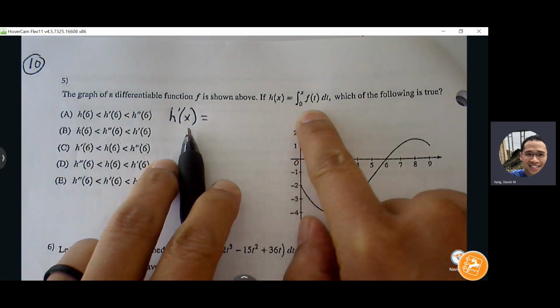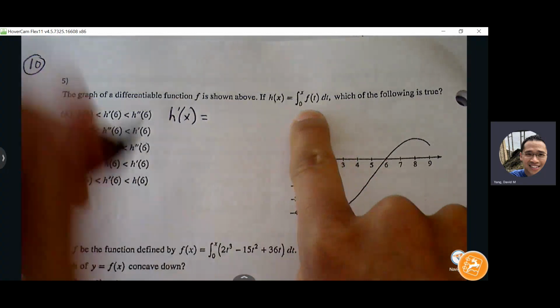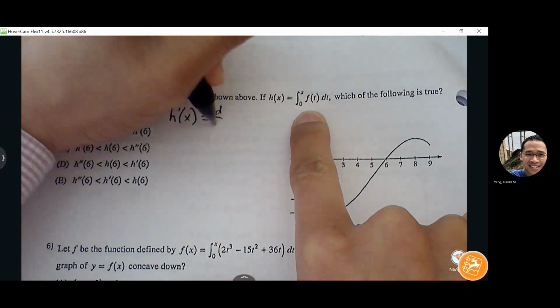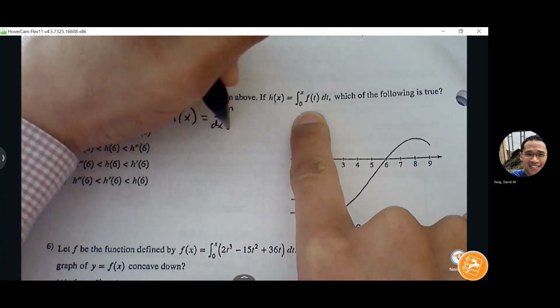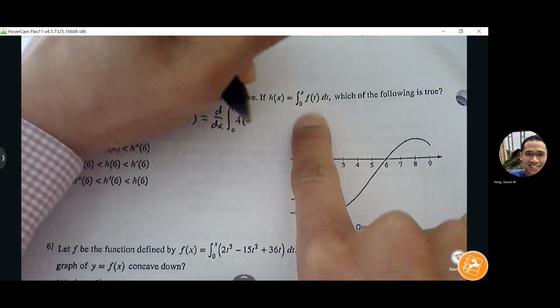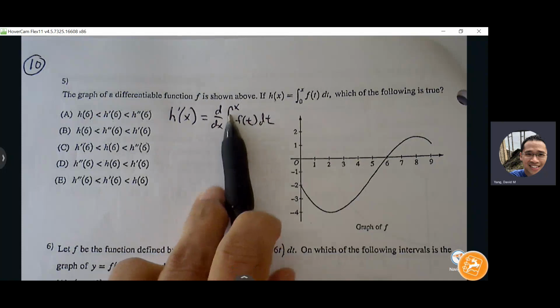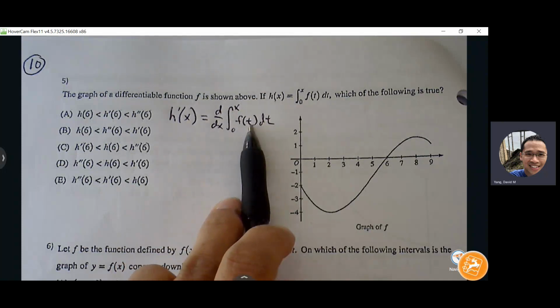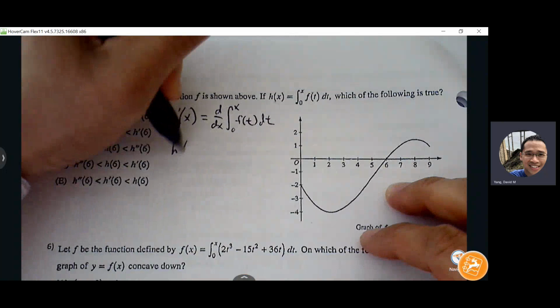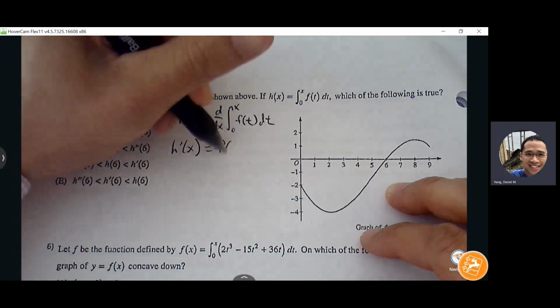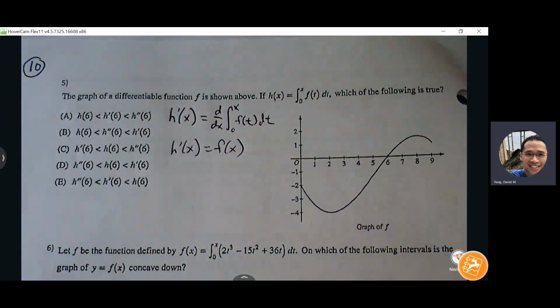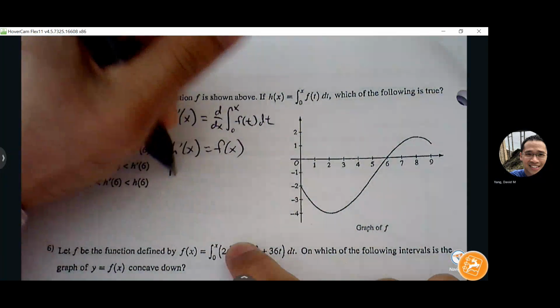So if I want to find h prime of x, that means I need to find the derivative of that integral. Again, this is applying the second theorem. We know these cancel out. The upper bound gets inserted into the expression. So we know h prime is really just f of x, right? So basically, we're looking at the derivative graph for h. Okay. So let's keep going.